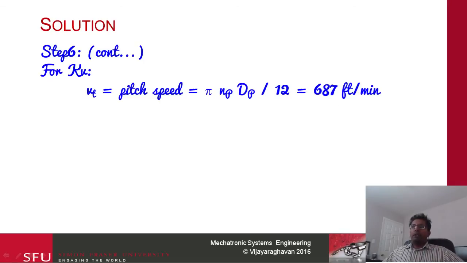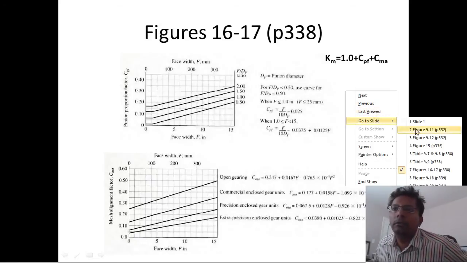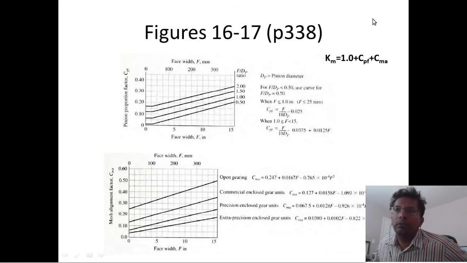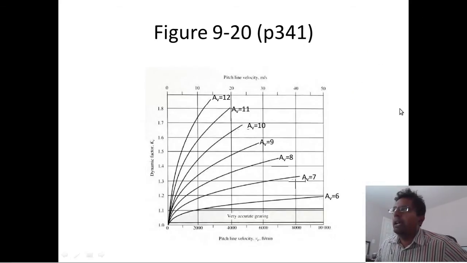So once you have this, you're going to use figure 9.20. Keep in mind that we had an Av of 10. So bring that back in. So we had an Av of 10. So we're going to pick this as Av is 10. So the pitch speed that we calculated was 687.